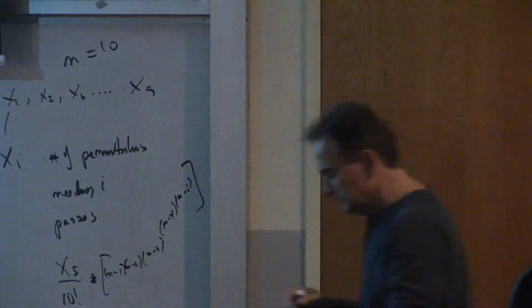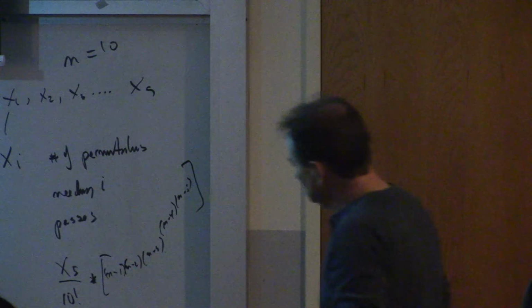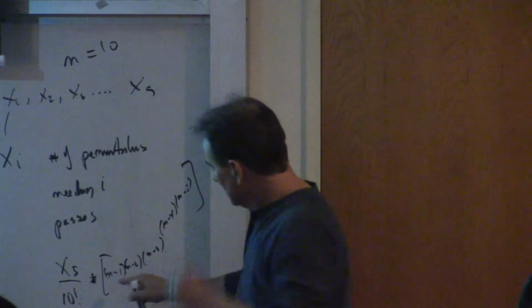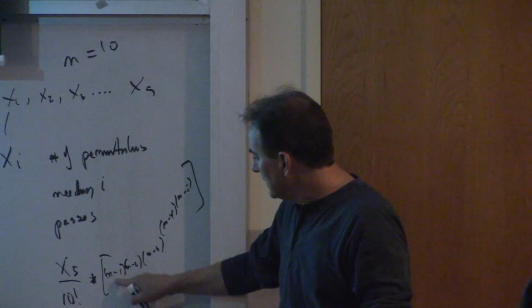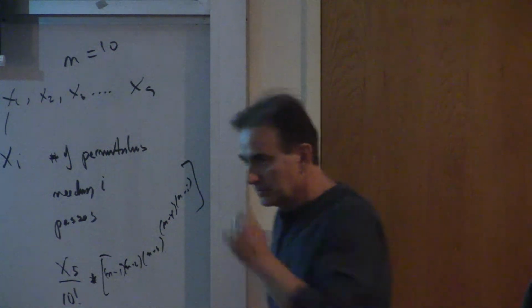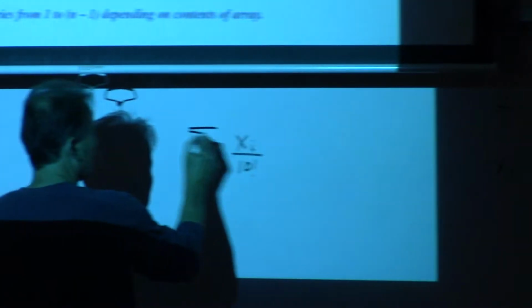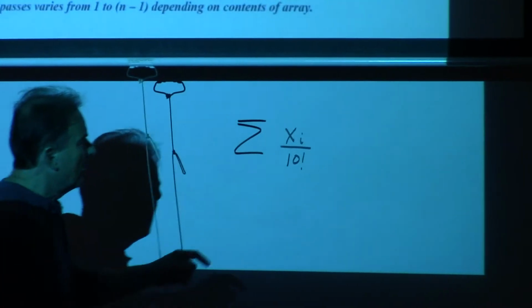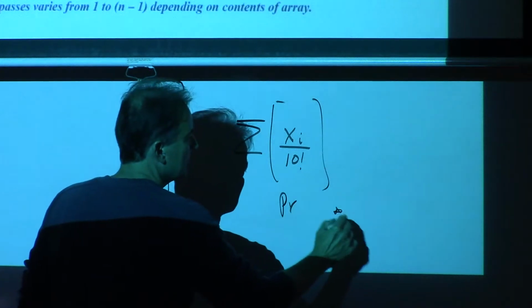What's the bracket? So the work is the product of n minus 1 to n minus 5. So it will be the summation of the probability, I'm going to call this the probability, times the work, right? And the work will be a product.